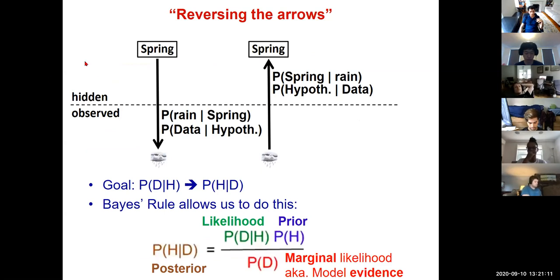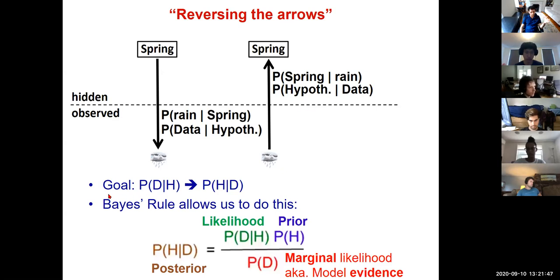Okay, so let's see, how do we reverse this arrow? Okay, so we have a hidden world that we don't have direct observation of, like the truth, and we have some observations that are derived from that, but that's the only thing that we handle. So with our generative model, we can have the probability of rain given spring, and the probability of some data given a hypothesis. And then what Bayesian inference allows us to do is basically reverse that arrow and infer what is the probability that there's a giant storm system above me given that what I'm observing is rain for maybe 30 minutes in a row.